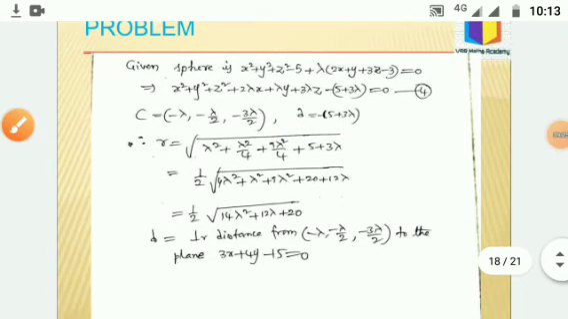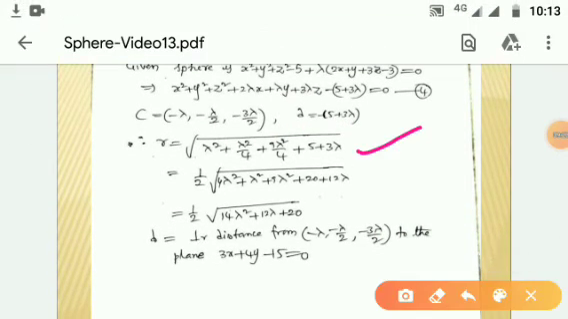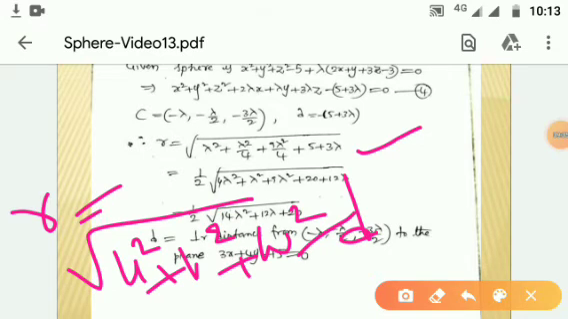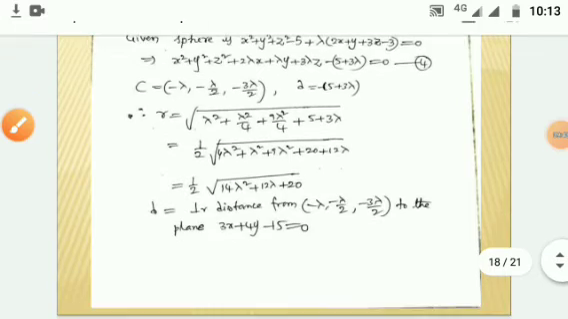The radius will be root of u² + v² + w² - d. This is the formula to find the radius. By substituting the values of u, v, w and d, you will get like this.